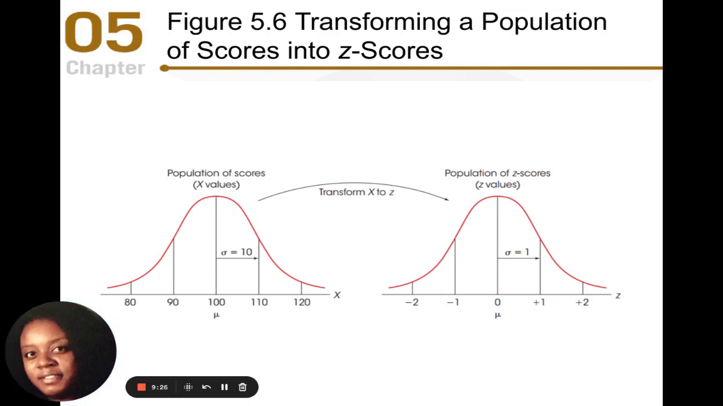If we look at figure 5.6, we can see that we've got an entire population of scores that's been transformed into z-scores. That transformation does not change the shape of the distribution, but the mean is transformed into a value of 0, and the standard deviation is transformed to a value of 1.